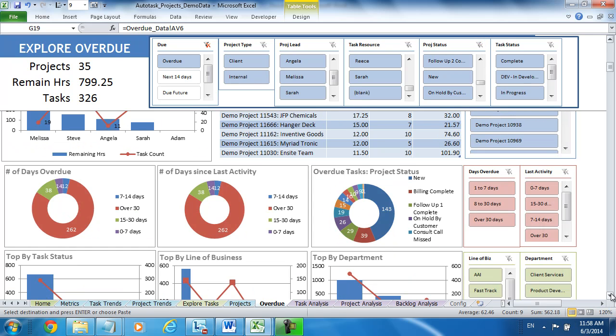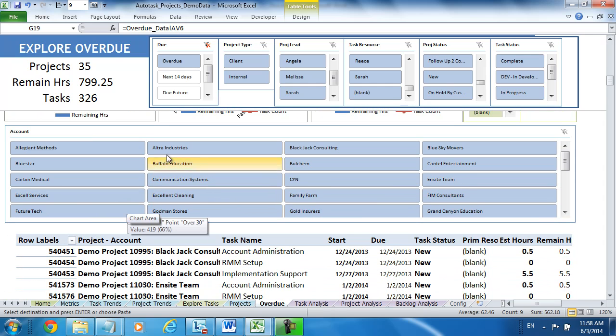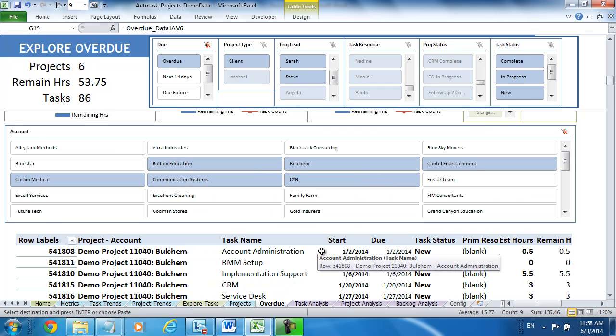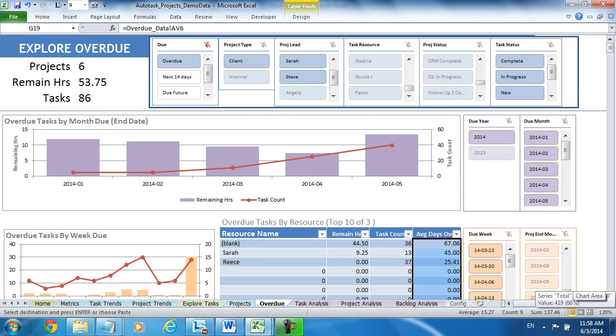Likewise, I can see distributions by department, by line of business, by task status, or I can actually drill into specific accounts and just highlight one or multiple accounts and look at the 6 projects that are associated with those accounts. And I get the project update down below in terms of what's going on with that particular project. So that's really the analysis.